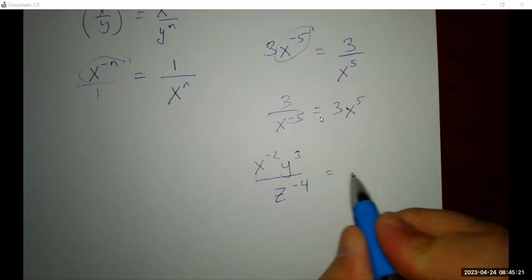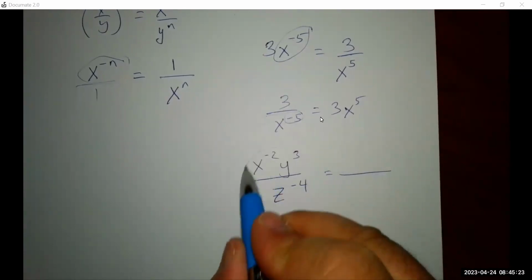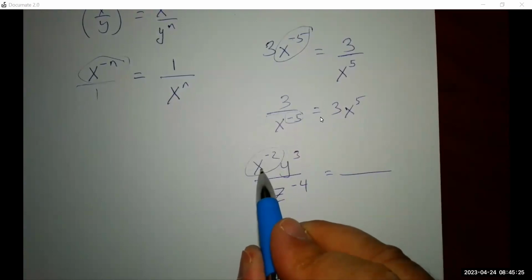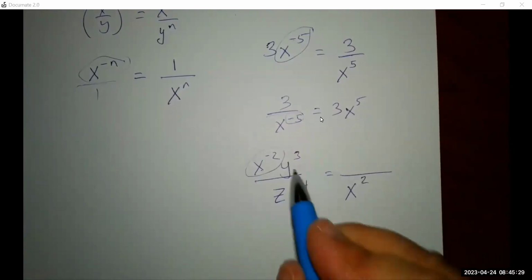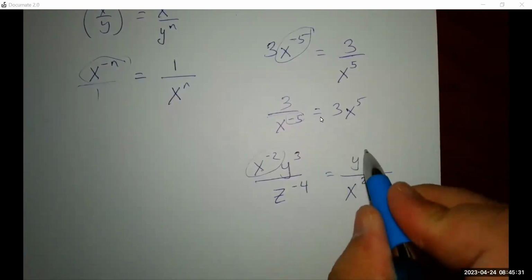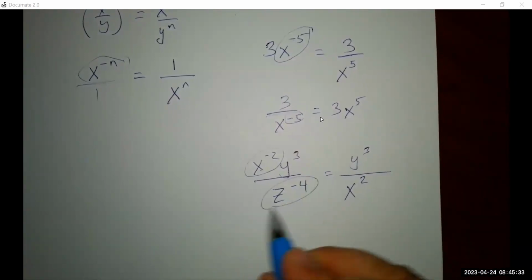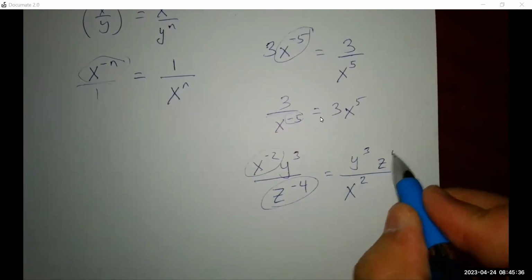Okay, so if we got something like this, only move the ones that have a negative. So that one has a negative, it's on top, it goes to the bottom. Just drop the negative. That one has a positive, it stays there. This one has a negative, so it goes up on top now, drop the negative.